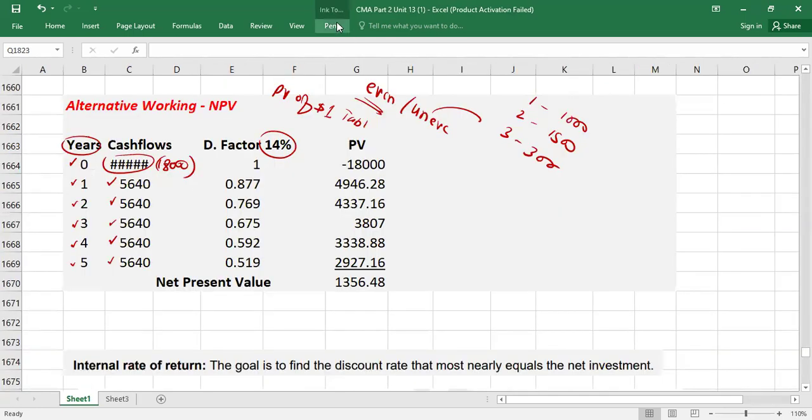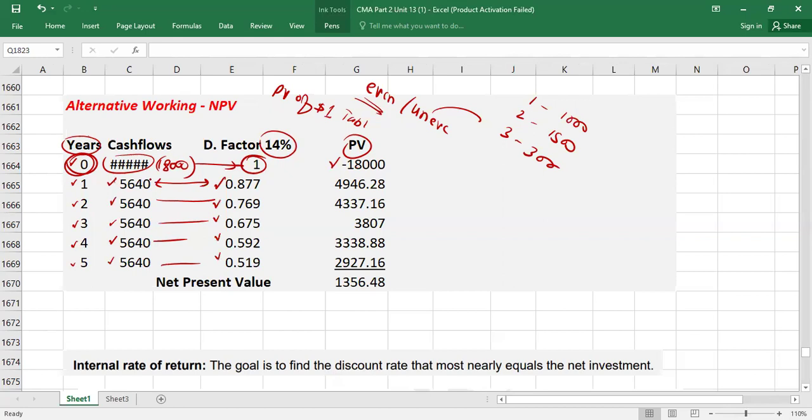Please also remember that in year 0, the present value factor is always 1, because today 18,000 is equal to 18,000. But from year 1 onward, you can find the factors in the table. Now you will simply multiply these cash flows, which are after tax cash flows, with these factors. Once you multiply, this is called present values. So 18,000 multiplied by 1 is 18,000 negative because it's investment.